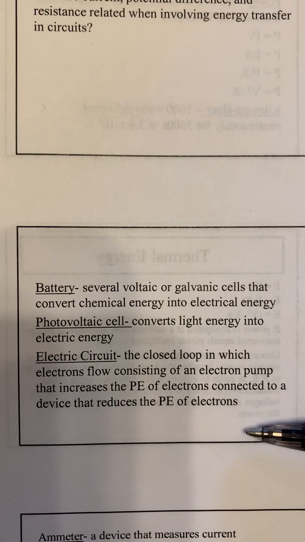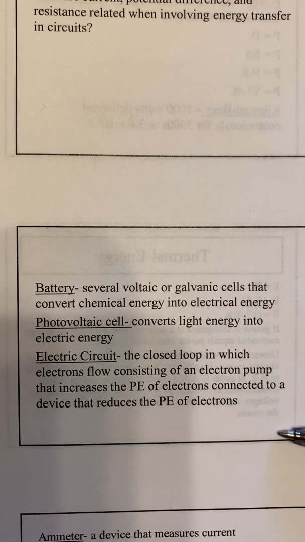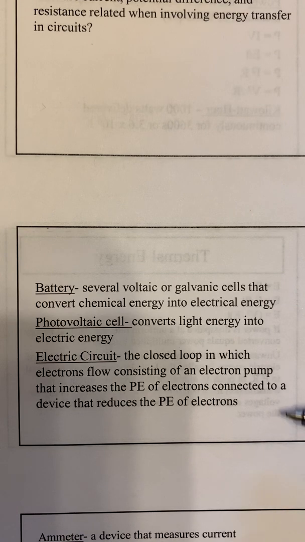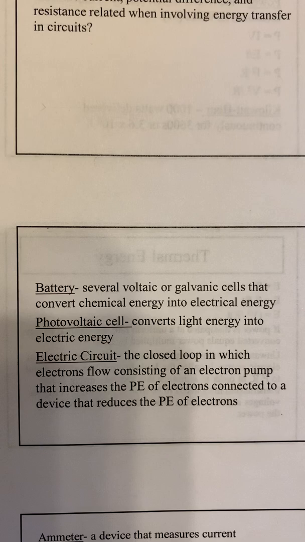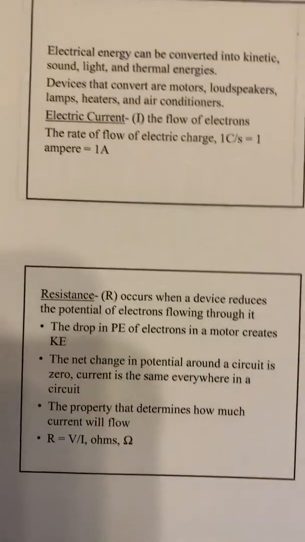An electric circuit is a closed loop in which electrons flow, consisting of an electric pump that increases the potential energy of electrons connected to a device that reduces the potential energy of electrons. So anything that is using electricity is in a circuit. We'll talk more about that in the next chapter.